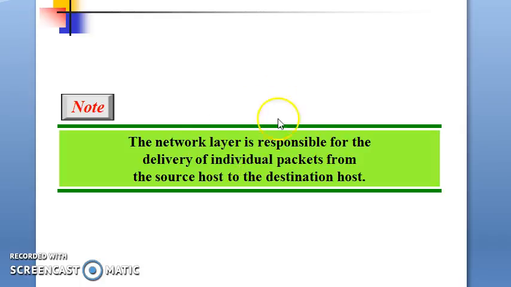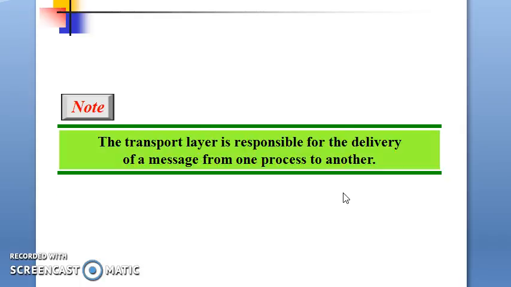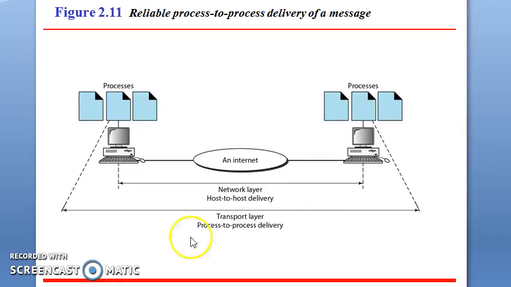After the data link layer, there is the network layer, which is responsible for delivery of individual packets from source host to the destination host. It deals with the routing of data. The next is the transport layer, which is responsible for delivery of the data from one process to another process. Here there is a brief introduction about it. As the transport layer deals with process-to-process delivery, the network layer deals with host-to-host delivery, and the data link layer deals with node-to-node delivery.